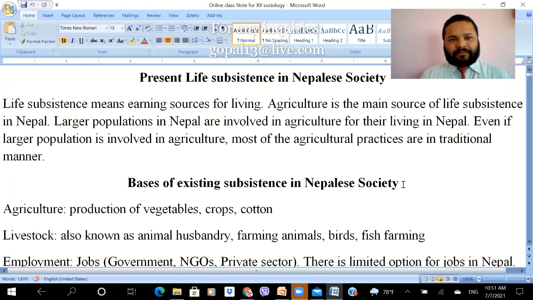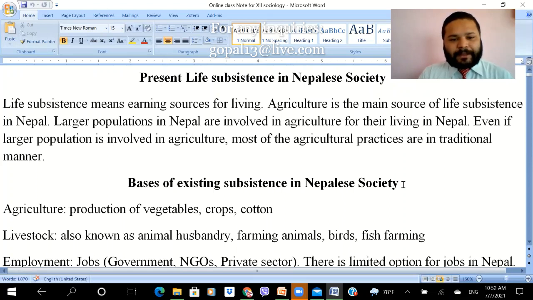But if we look at the reality going on in the society, people have been doing agriculture work in a very traditional manner. Okay, we are not that equipped with the technology-friendly resources that have come into the agriculture sector in the global world today. Large populations in Nepal are involved in agriculture for their living. Even if a larger population is involved in agriculture, most of the agricultural practices are traditional.